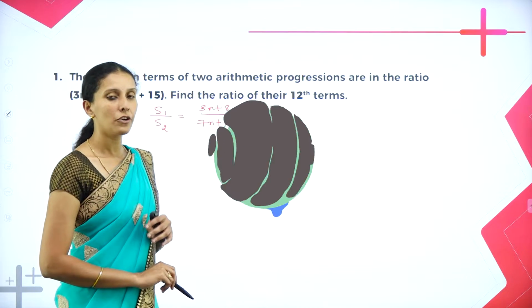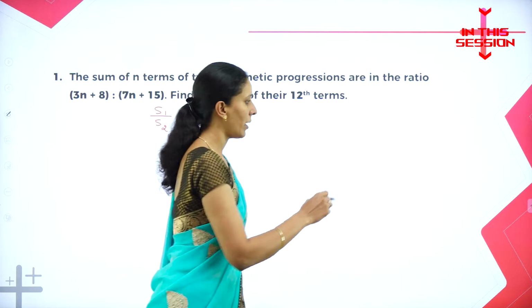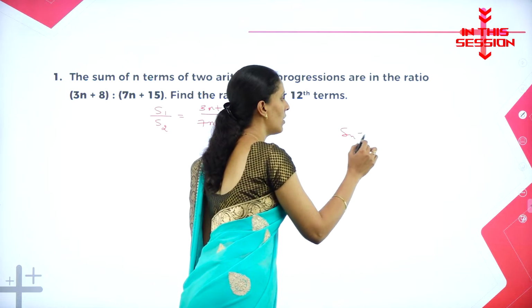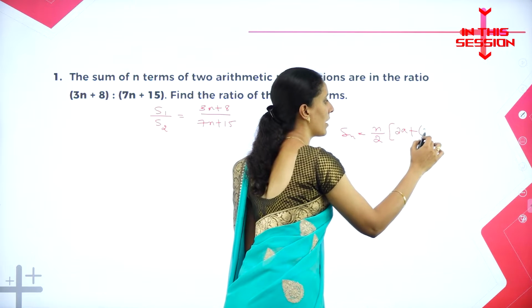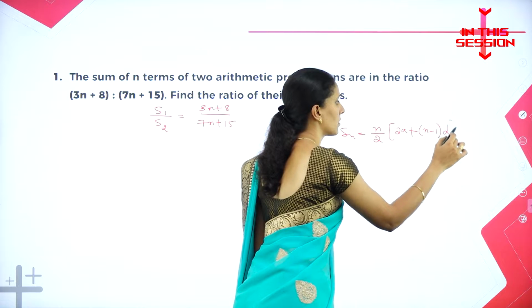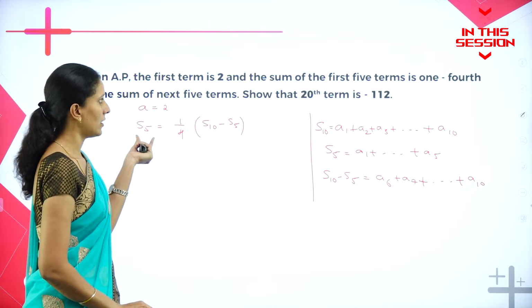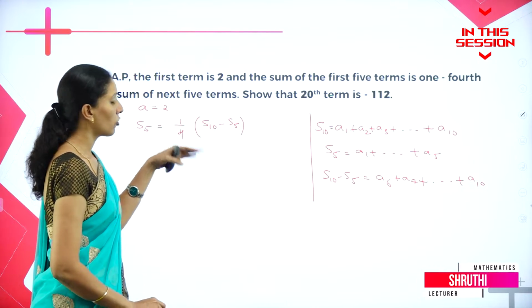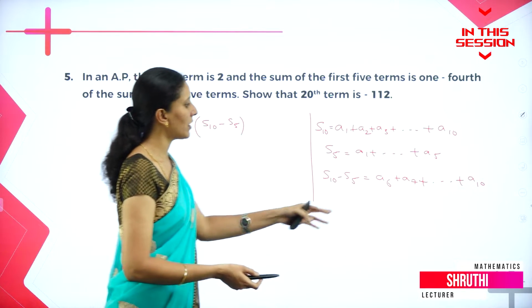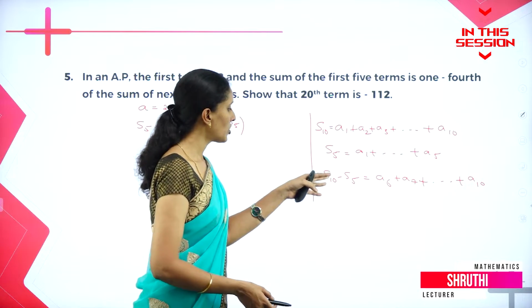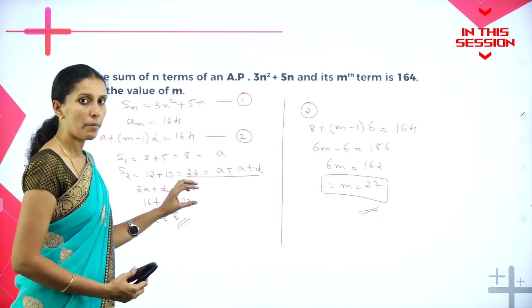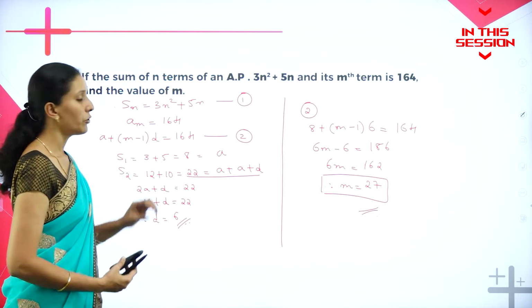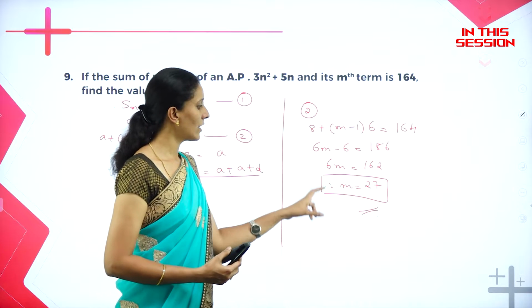So what is the formula to find the sum of n terms of AP? That is Sn is equal to n by 2, 2a plus n minus 1 into d. So the sum of first 5 terms is equal to 1/4 of the next 5 terms. Next 5 terms is A6 to A10, which can be written as S10 minus S5. Finding the common difference and the first term, substituting in equation 2, we will get the value of m.